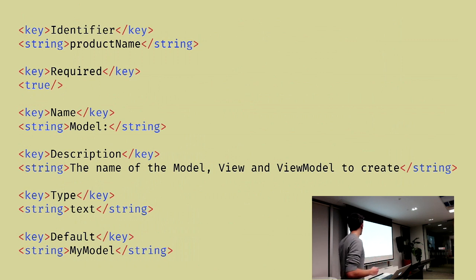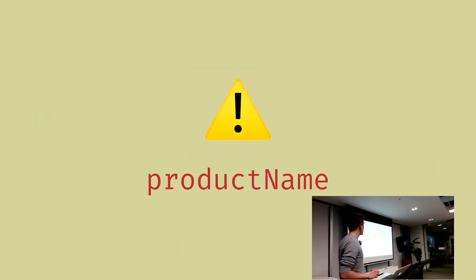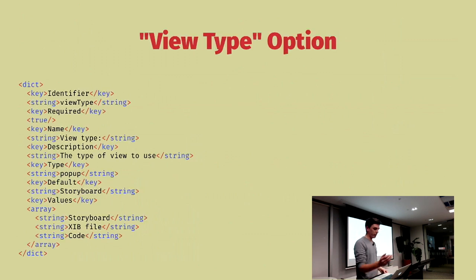There's one thing that is important to notice here, which is the product name. The identifier of this first option needs to be product name, because now we are not asking for a file name. Xcode needs to figure out how it's going to name all of your files. So you need to have an option whose identifier is product name. That's just how it is. There's probably a reason somewhere, but I don't know why.